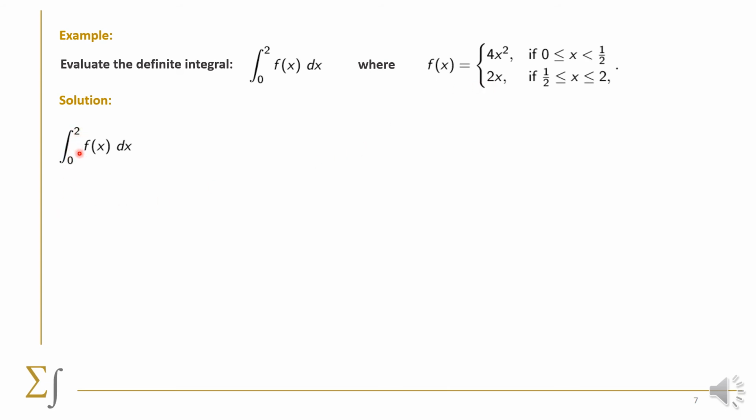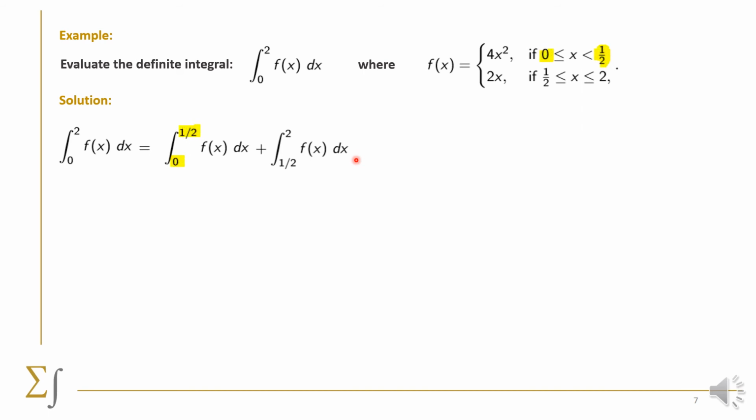So we start our solution by splitting the integral of the function from 0 to 2 into two integrals: the sum of two integrals, from 0 to half, and then the other integral from half to 2. So we integrate f of x from 0 to half because on this domain f of x has a definition, and then we integrate it from half to 2 because again on this domain f of x has another definition. See, the half belongs to the interval from 0 to 2, so we can do this splitting.